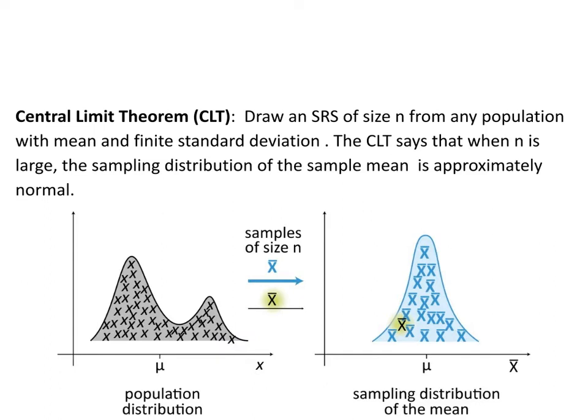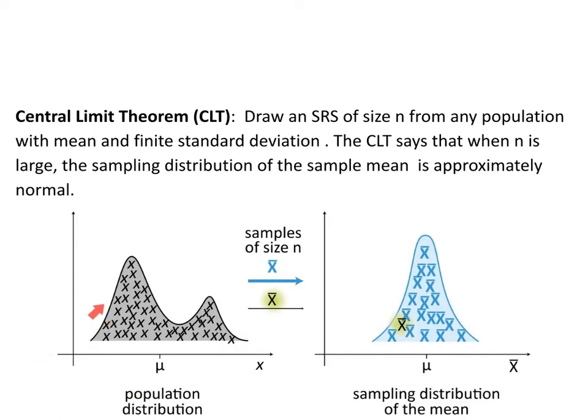It states that if we draw a simple random sample of size n from any population with mean μ and a finite standard deviation, the central limit theorem says that when n is large, the sampling distribution of the sample mean is approximately normal. And this is being illustrated in this picture.